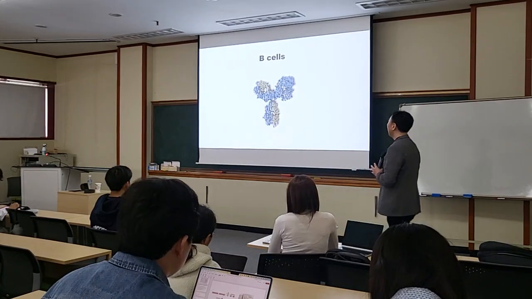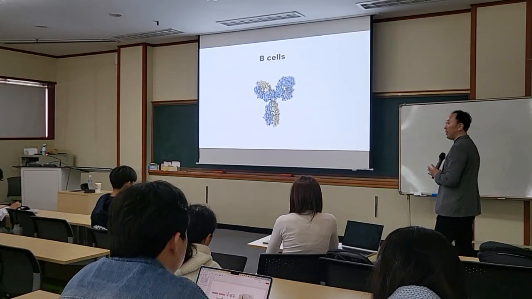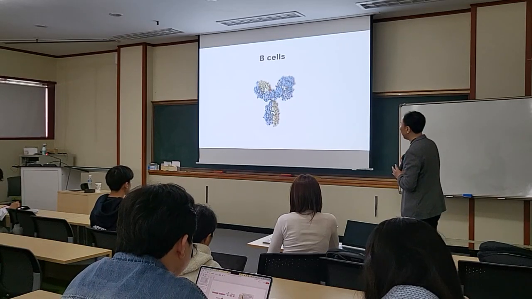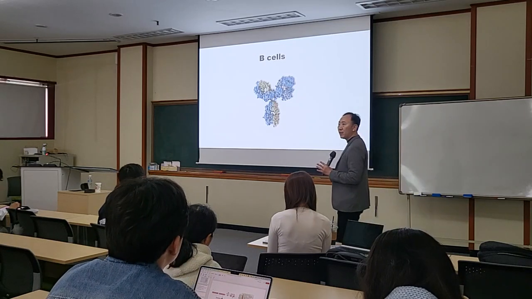So B cells make antibody. The whole shape is this, 150K, and a half over here, a third over here, this is 50K, and this notch, this is the single chain Fv, size 25K.